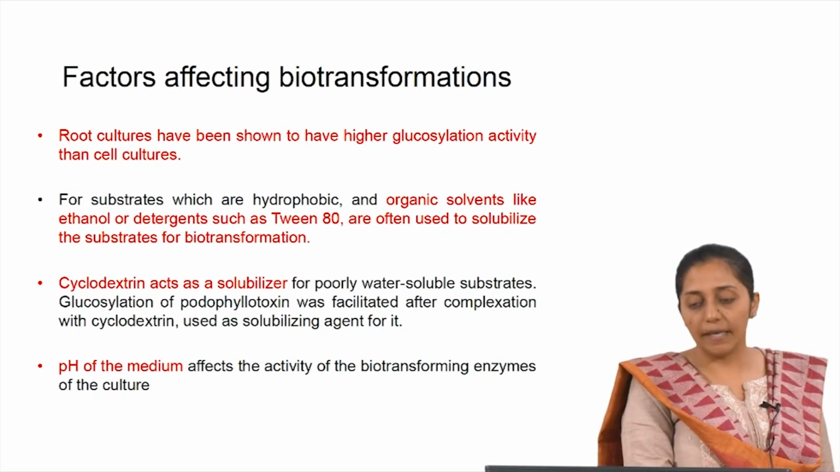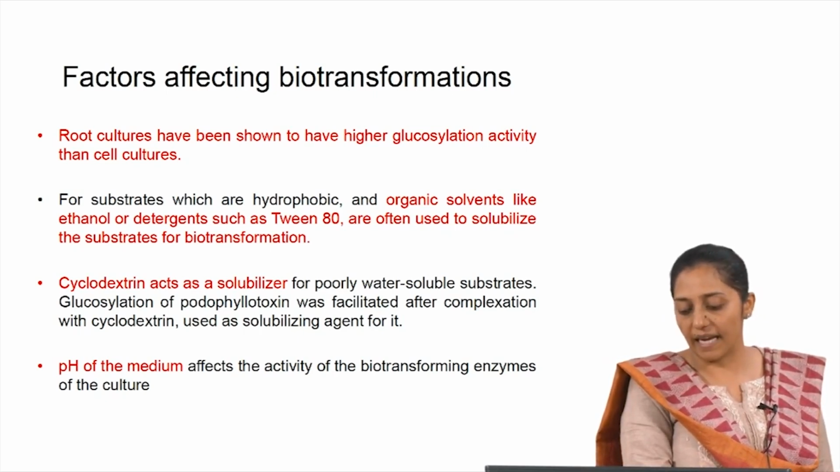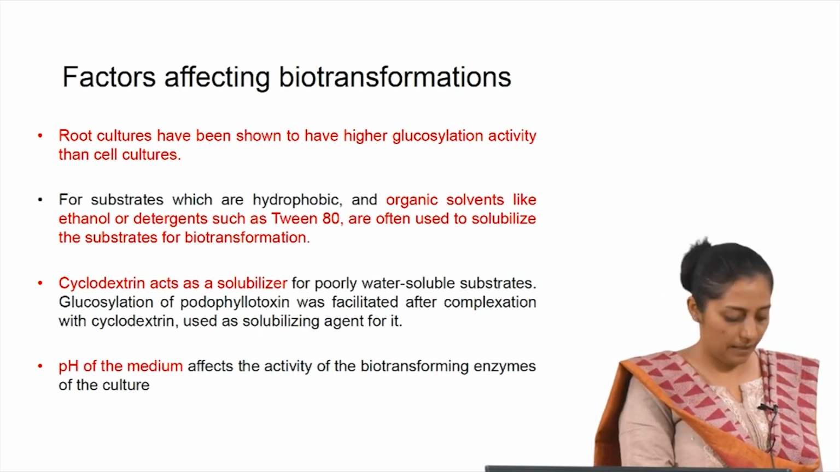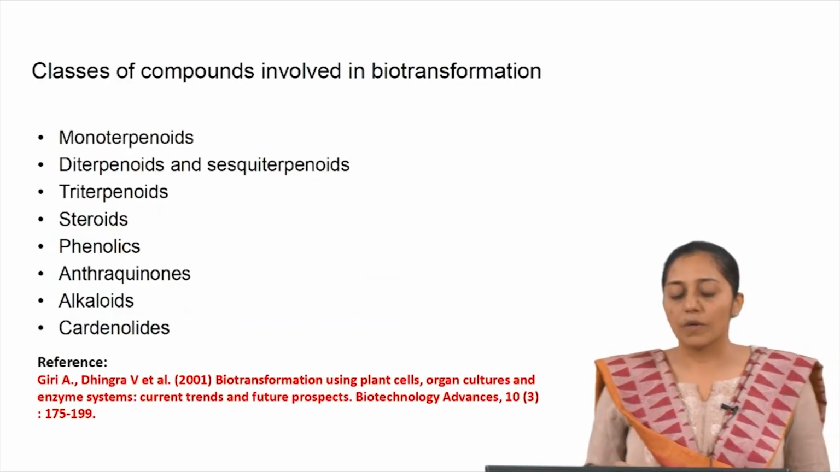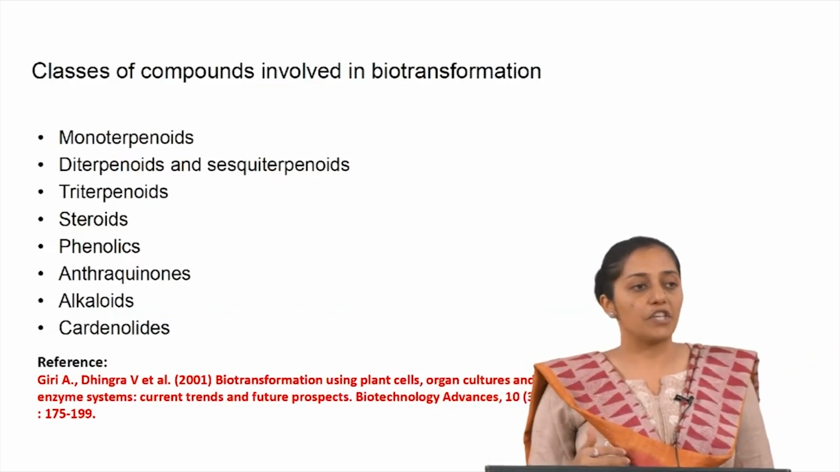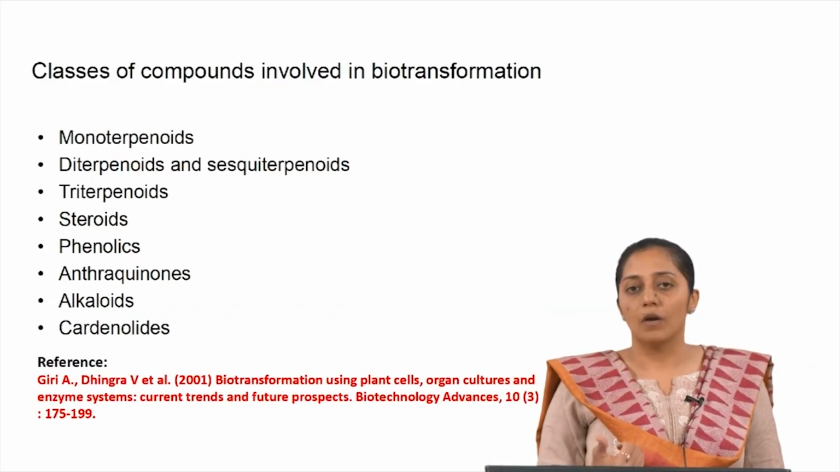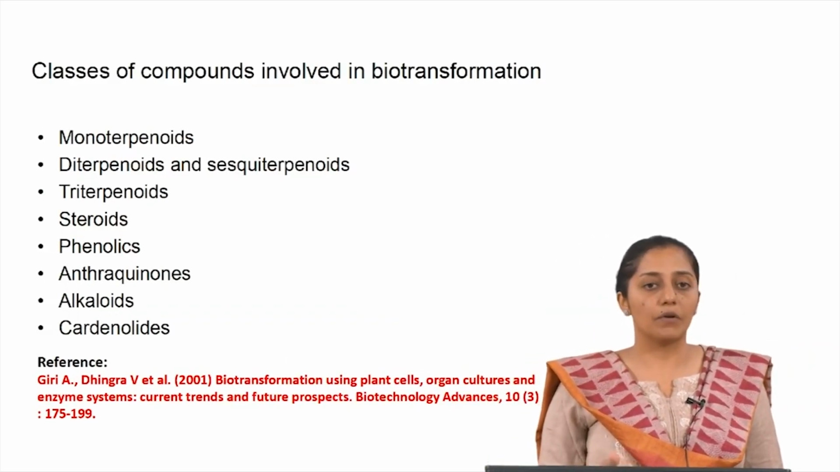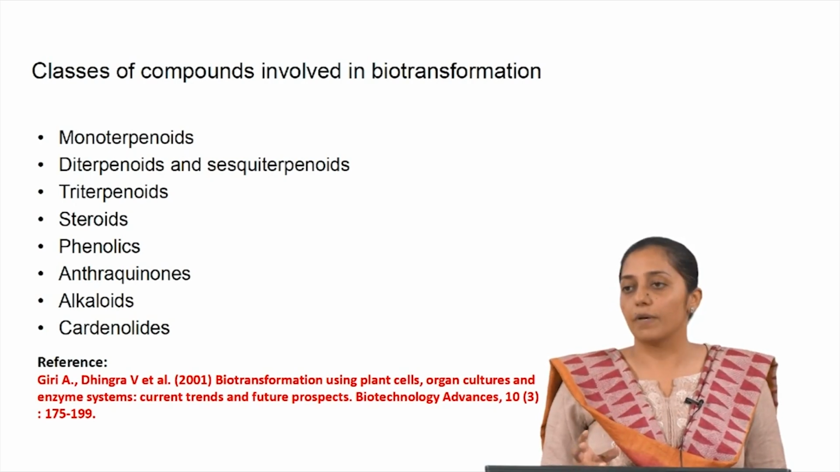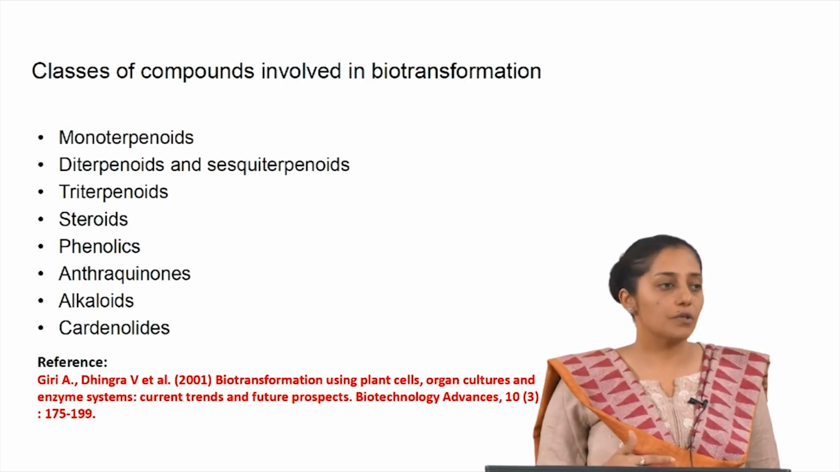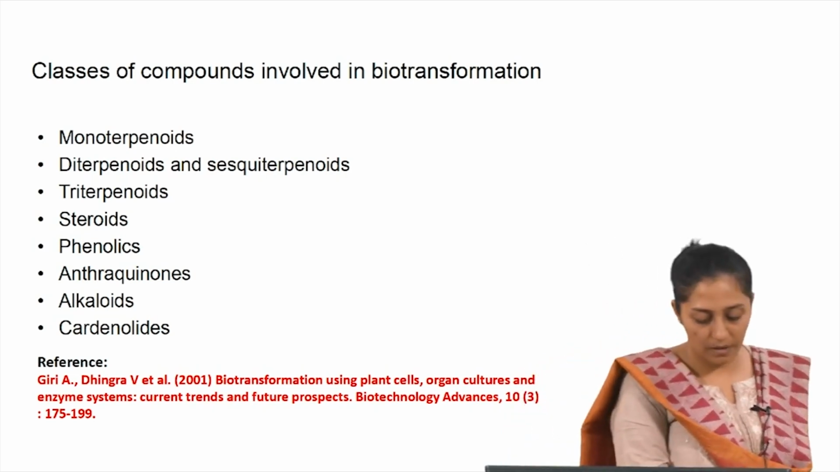Now, the pH of the medium can also play a role, affecting the activity of the biotransforming enzymes. So, what are the classes of compounds which can be involved in biotransformation? Monoterpenoids, diterpenoids, these are some example classes of compounds, secondary metabolites, which undergo biotransformation reactions in plant cells.